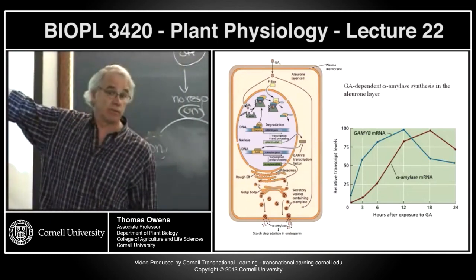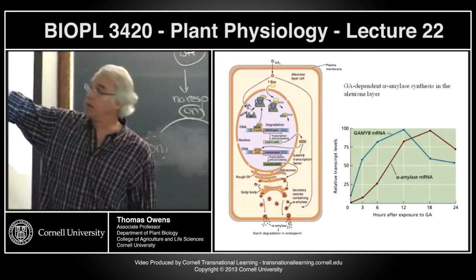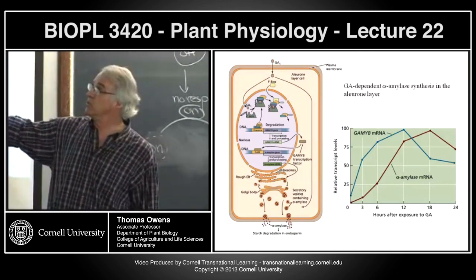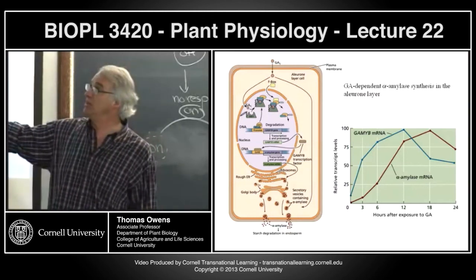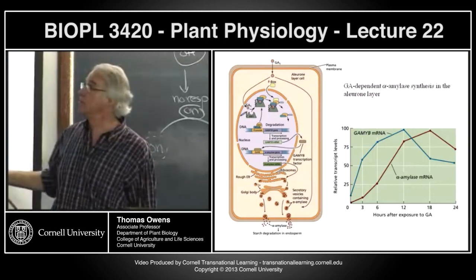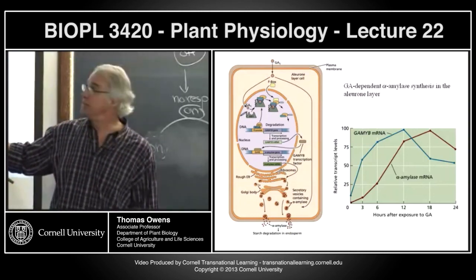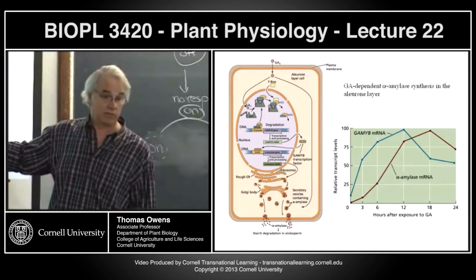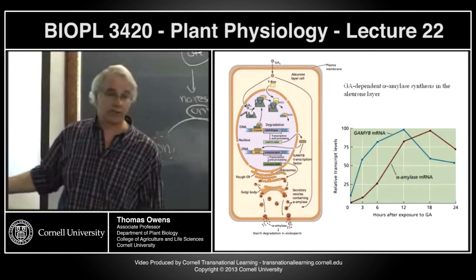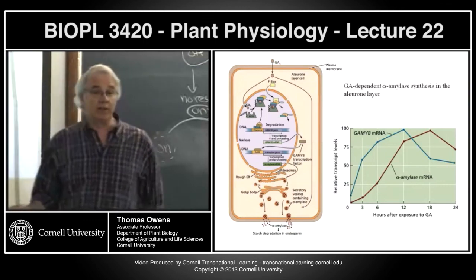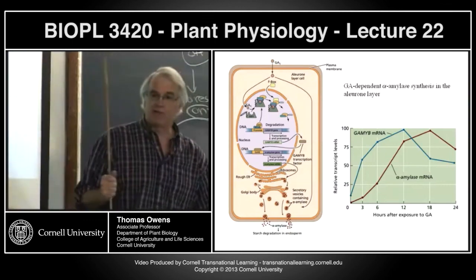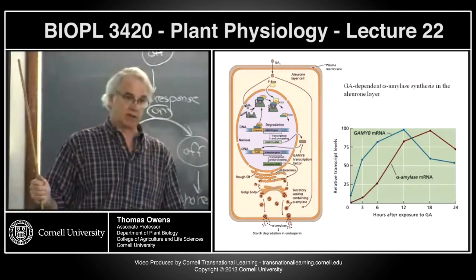So the signal transduction pathway, we've already seen this part of it: the gibberellic acid just moves through the membrane, no transporters because it's membrane permeable, gets into the nucleus and binds to GID1, and when it binds to GID1, that causes the degradation of the DELLA protein. The DELLA protein is a negative regulator of gene transcription, but it's not the negative regulator of the alpha amylase gene. It's a negative regulator of transcription factors.